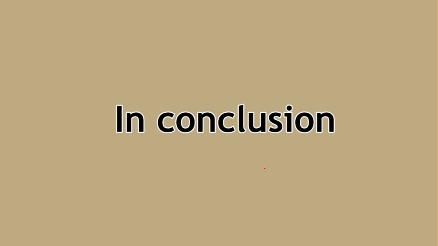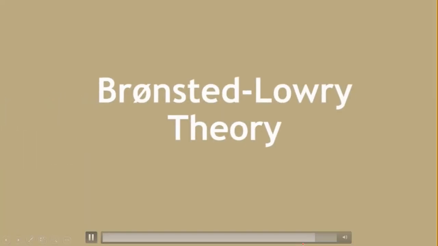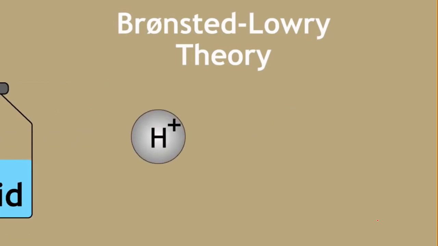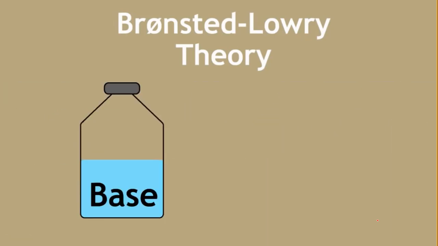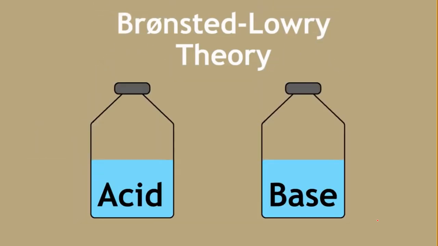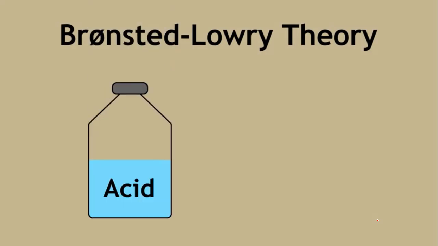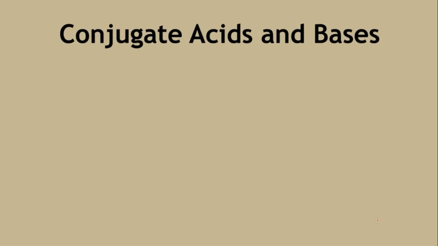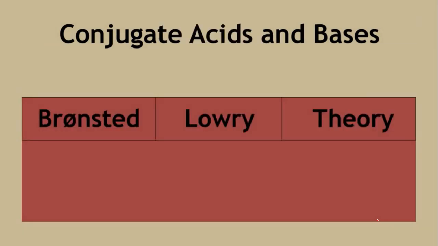In conclusion, according to the Bronsted-Lowry theory, an acid is a substance that dissociates to release or donate protons. A Bronsted-Lowry base is a substance that accepts protons. Therefore, an acid-base reaction, according to this theory, involves the transfer of a proton. We learned about the Bronsted-Lowry theory of acids and bases. We will now learn about conjugate acids and bases using our knowledge of the Bronsted-Lowry theory.